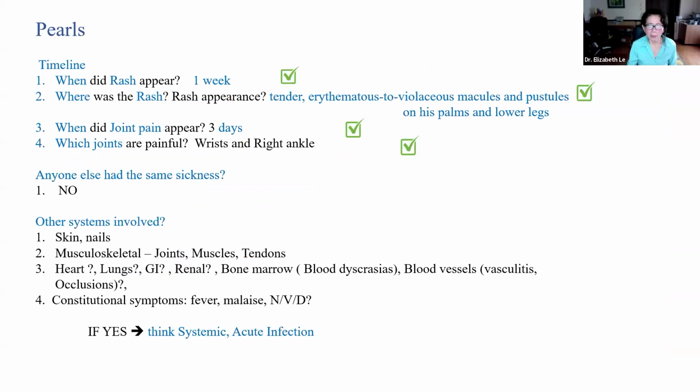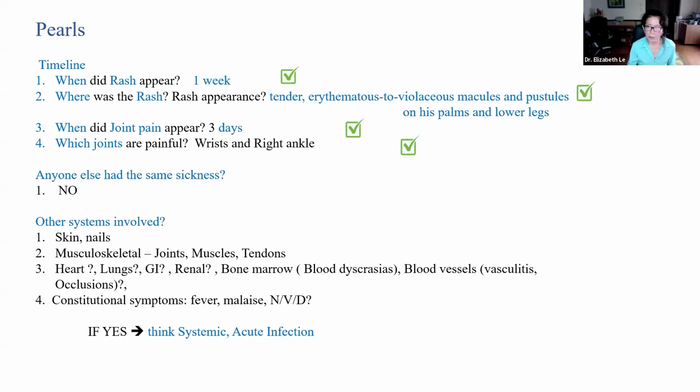Okay, same thing. We need to ask the same question. Timeline: when did the rash appear? One week ago. Where was the rash and what was its appearance? Tender erythematous macules and pustules on his palms and lower legs. What about the joint pain? About 3 days ago, pretty acute, in the wrist and the right ankle. So it's more than one joint, systemic for sure.